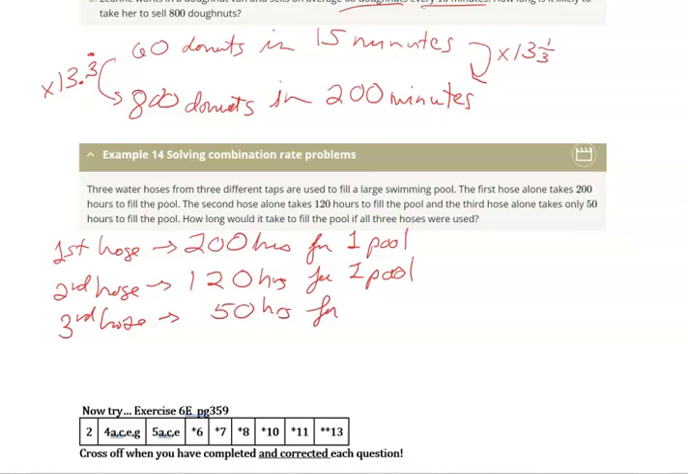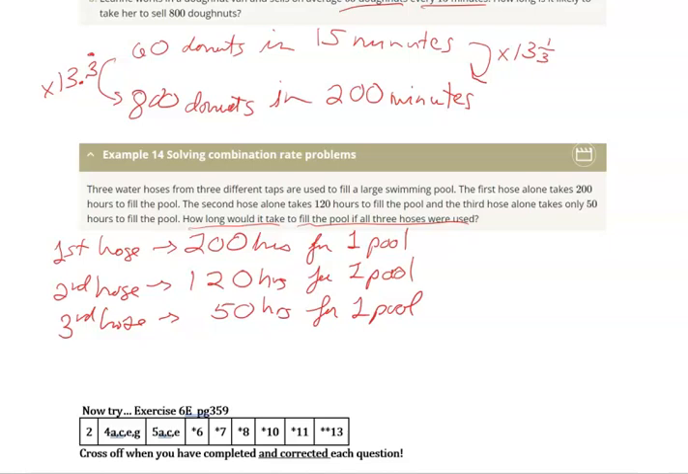The question is, how long will it take to fill the pool if all 3 hoses were used? We're tempted to say, if I added up 200 and 120 and 50, I'd get 3 pools, and I'll just divide that by 3. But that's not going to work. What we have to do is figure out the same time, because we've got different rates. So what multiple of 200 and 120 and 50 will give us the same amount of time?